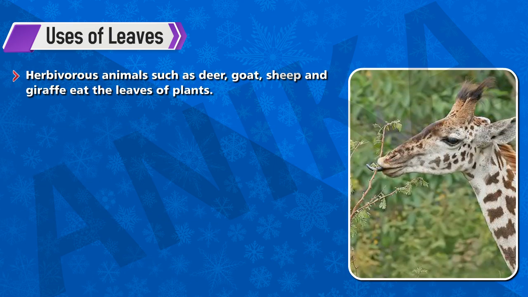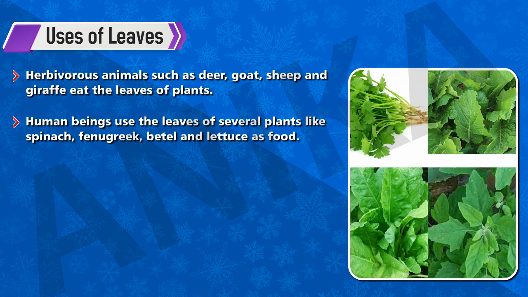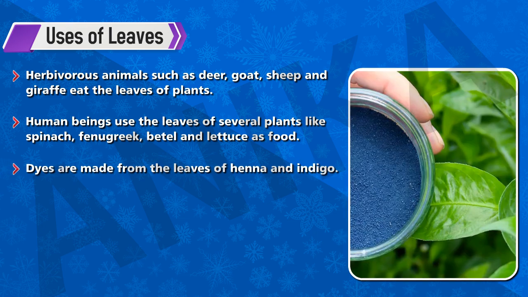Herbivorous animals such as deer, goat, sheep, and giraffe eat the leaves of plants. Human beings use the leaves of several plants like spinach, fenugreek, betel, and lettuce as food. Dyes are made from the leaves of henna and indigo.